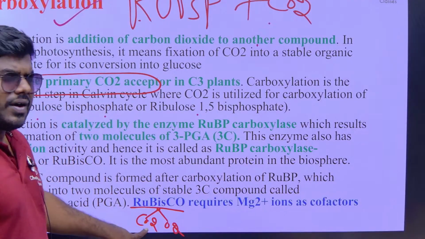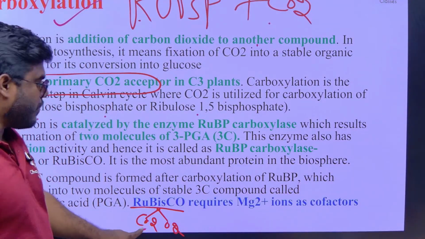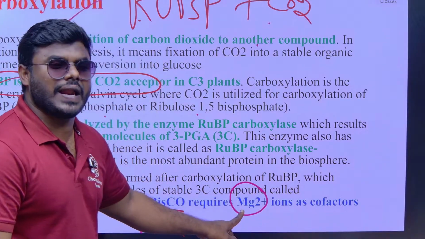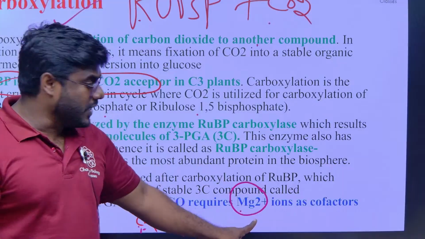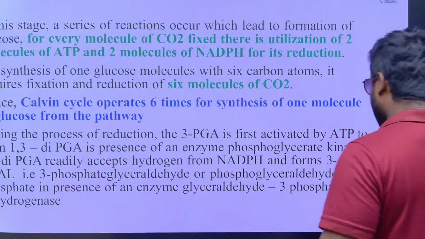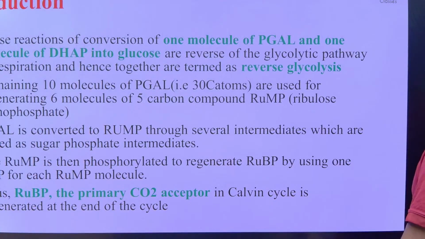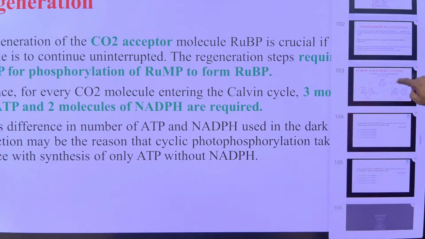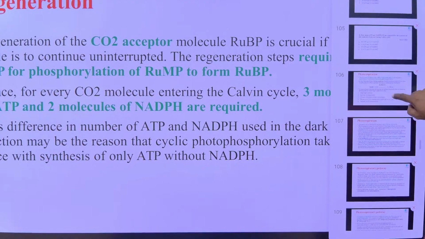Okay. And a very important question from the exam point of view: Rubisco always requires magnesium ion as its cofactor. Directly we can get the question in the exam. Now friends, don't confuse, understand the statements very correctly, because I kept a lot of information. By that you need not touch the book and you can read it very directly.